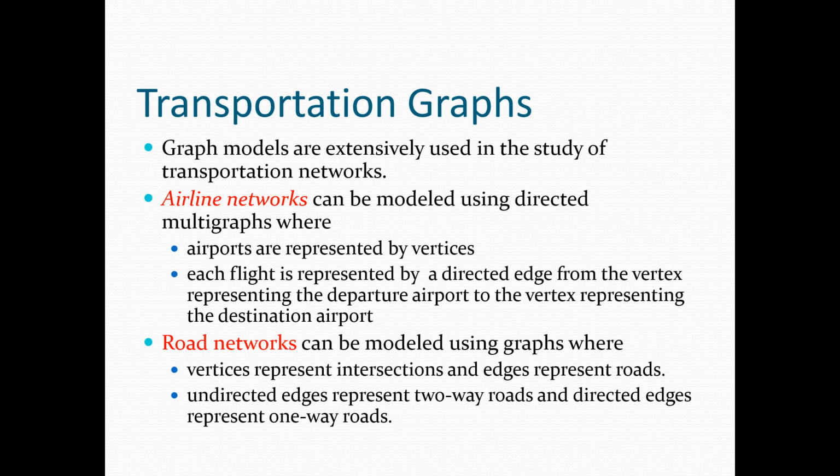representing the destination airport. Similarly, we have road networks, and road networks can be modeled using graphs where vertices represent intersections and the edges represent roads. Undirected edges represent two-way roads and directed edges represent one-way roads.